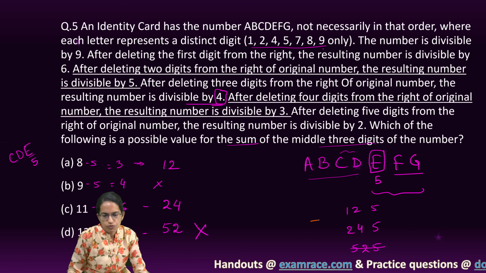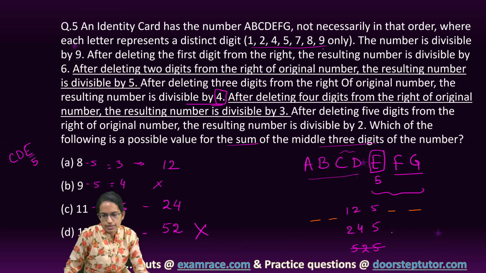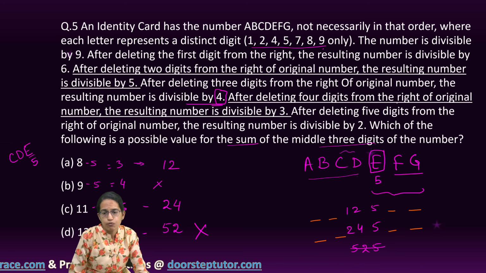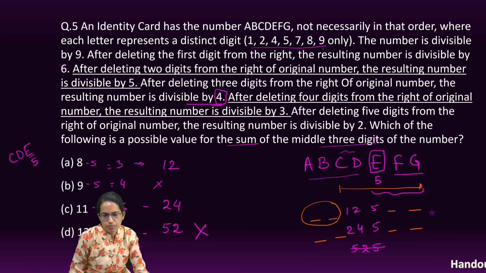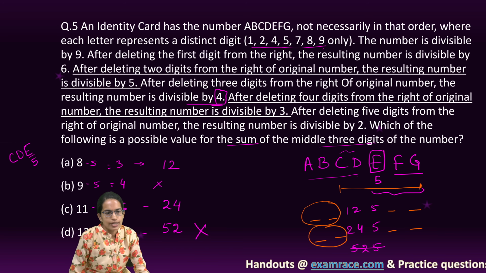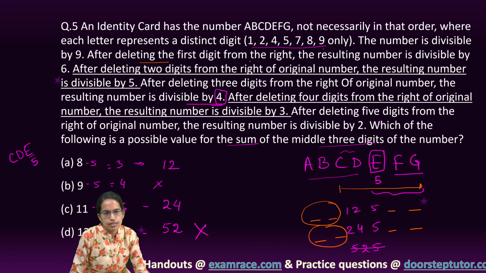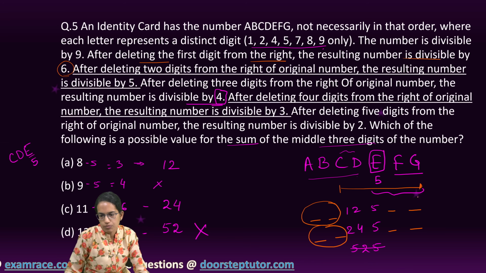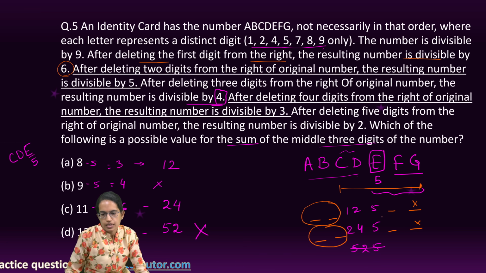Now I'll have to go further. I would have two blanks here and two blanks here in each of the cases. Now read. After deleting 4 digits from the right, this resulting number is divisible by 3. So this number has to be divisible by 3 and this number has to be divisible by 3. Clear? And it also says that after deleting the first digit from the right, the remaining number is divisible by 6. That means if I remove the last digit, the remaining number is divisible by 3.